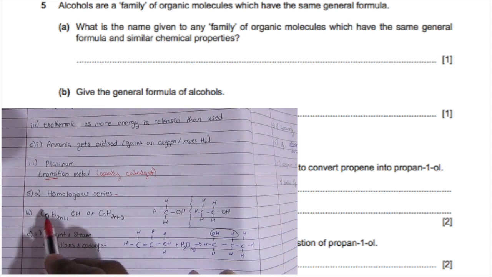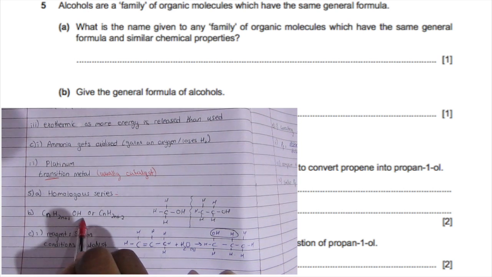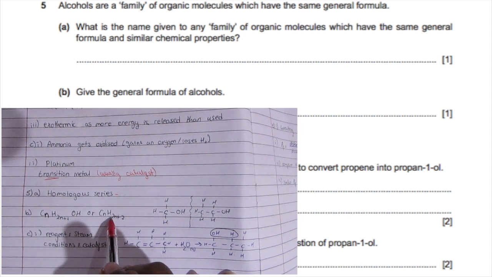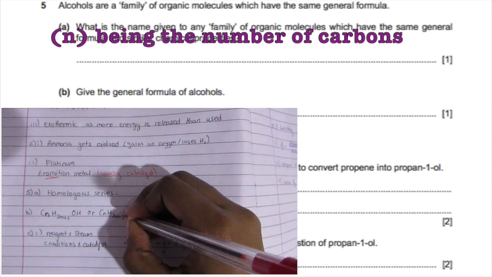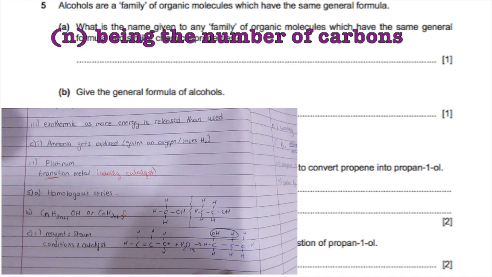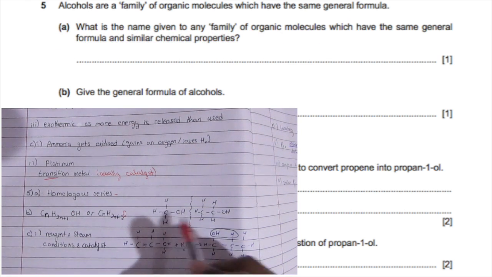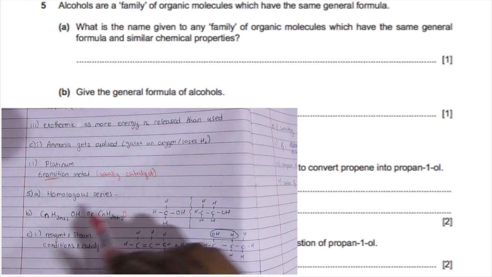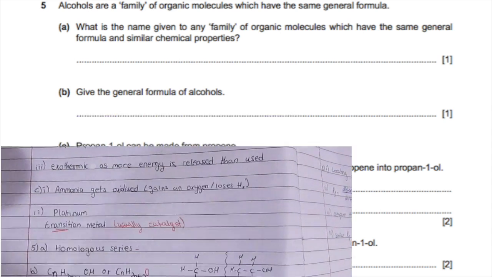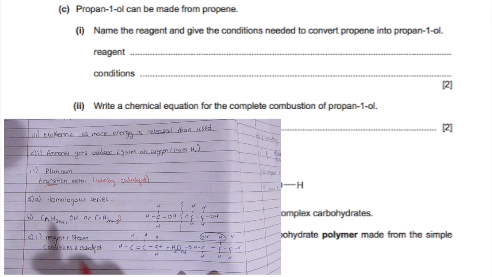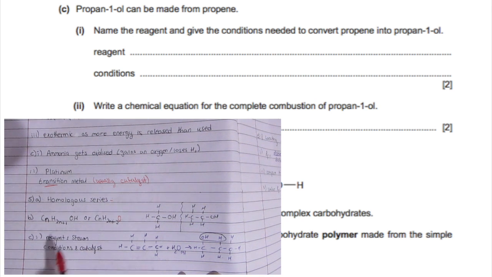What is the name given to any family of organic molecules which have the same general formula and similar chemical properties? That's the homologous series. Now, the general formula of alcohols is CnH2n+1OH, or you can put all the H's together, so it's going to be CnH2n+2O. To help you figure out what the general equation is, you can draw out alcohols in the displayed formula. But other than that, you should have it pretty much memorized.